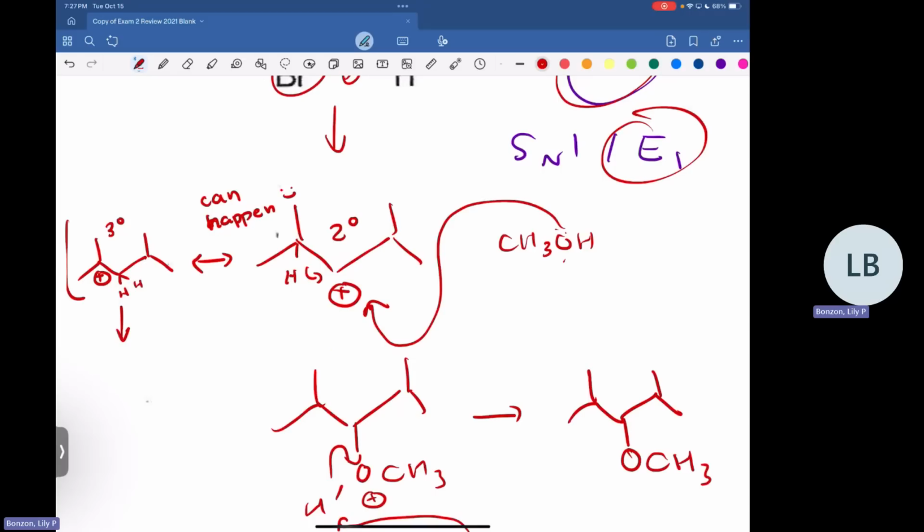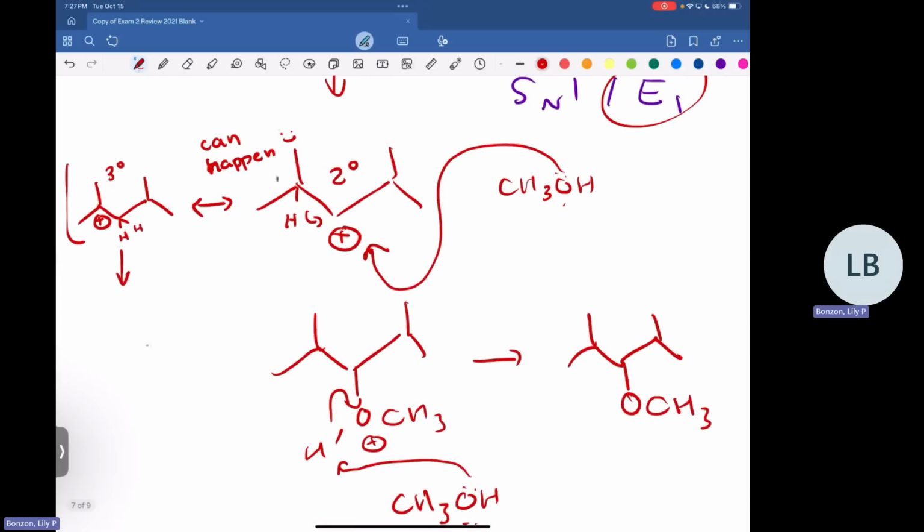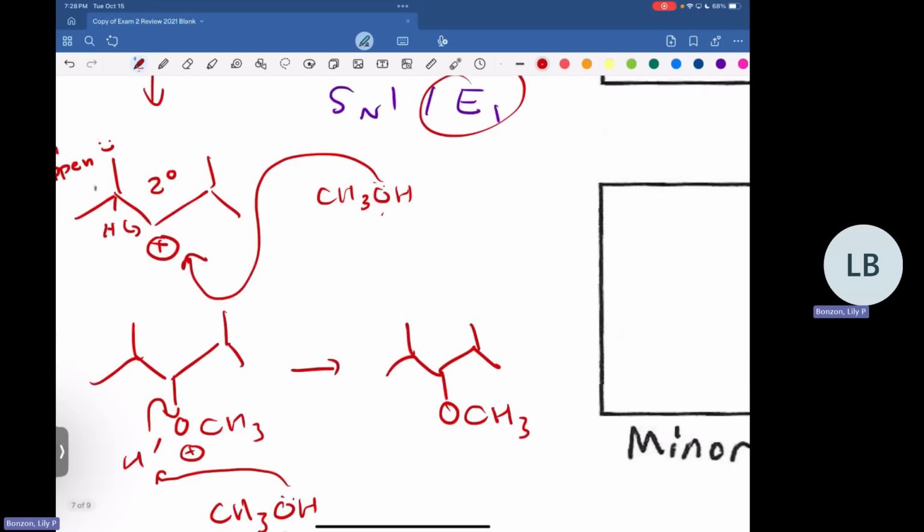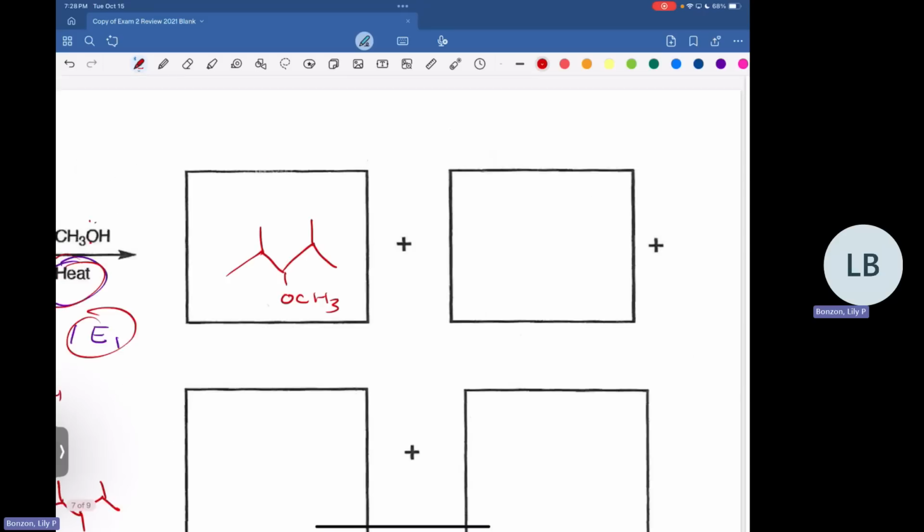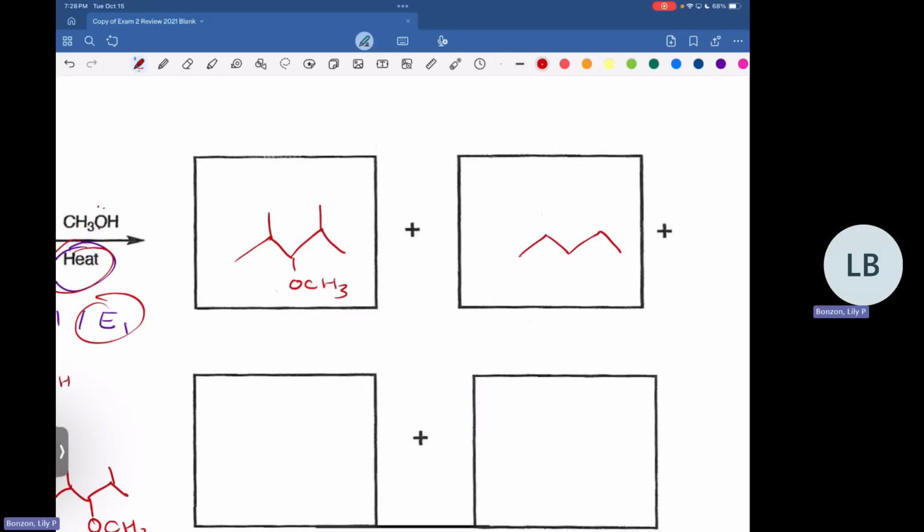Yeah, if you draw it on either side, it'd be okay. And so from here, we can do another version of the SN1 where the methanol attacks. For the sake of time, I'm not going to draw the full mechanism out, but our product would look like this.